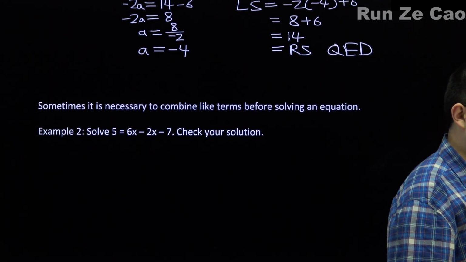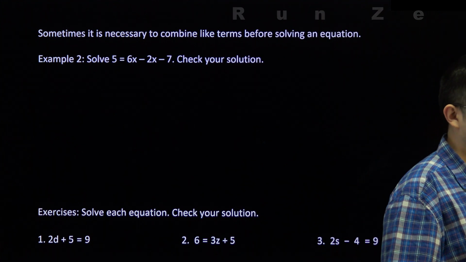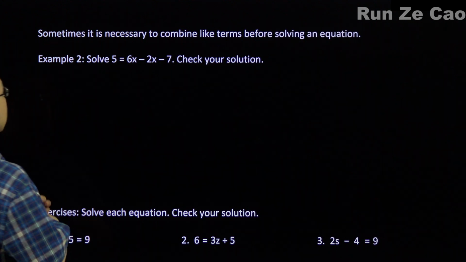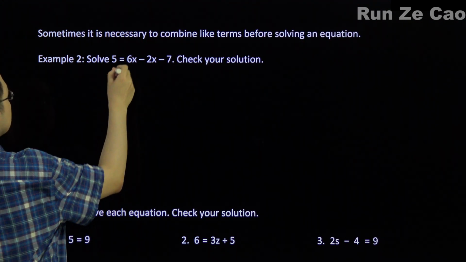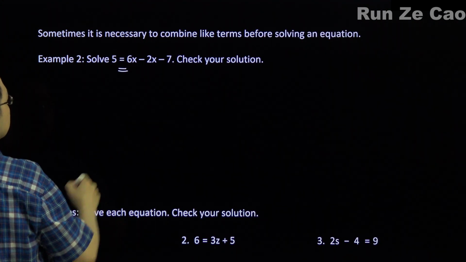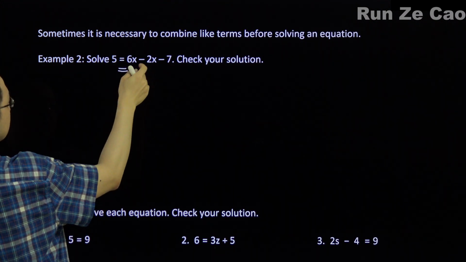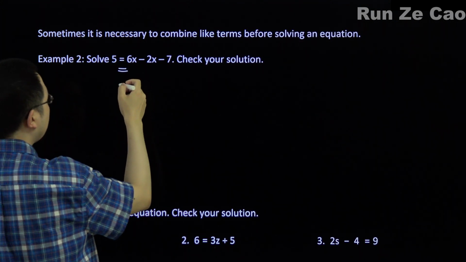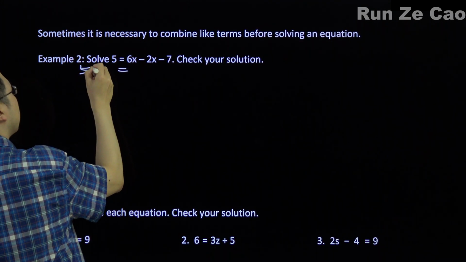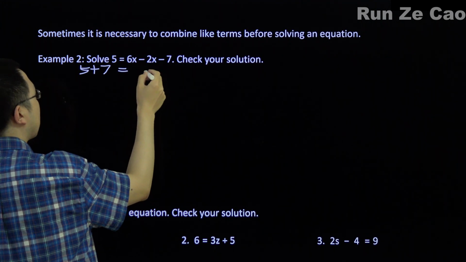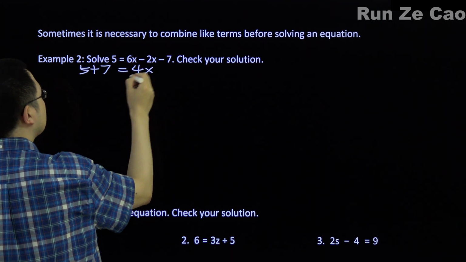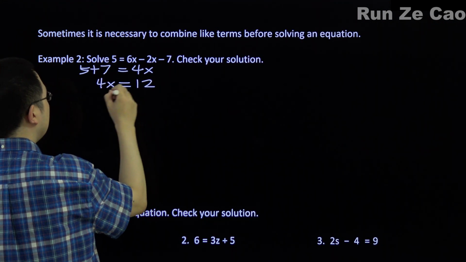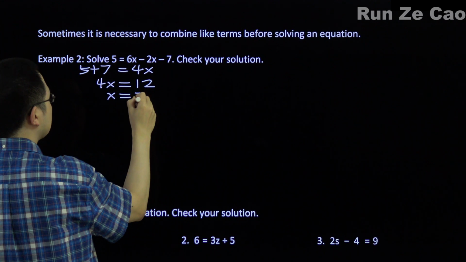Okay. Sometimes it is necessary to combine like terms before solving an equation. Suppose you have this. How do you solve it? Well, you can move the negative 7 over to isolate all the x terms, so all the terms with the variable x. You end up with 5 plus 7 is equal to 6x minus 2x, which is 4x. So 4x is equal to 12. x is equal to 3.